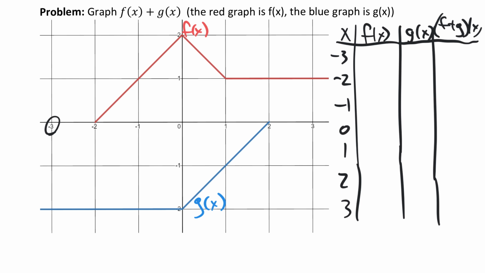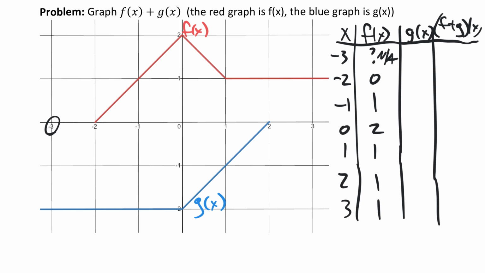Well, at negative 3, there's nothing for f(x). This is undefined. I'll just put a question mark here. It's kind of like not applicable, right? There's nothing over there. But at negative 2, we've got a value right there of 0. Then at negative 1, we have 1, then 2, 1, 1, 1. Okay, so we take these points right here from f(x), and we transfer them over into the table.